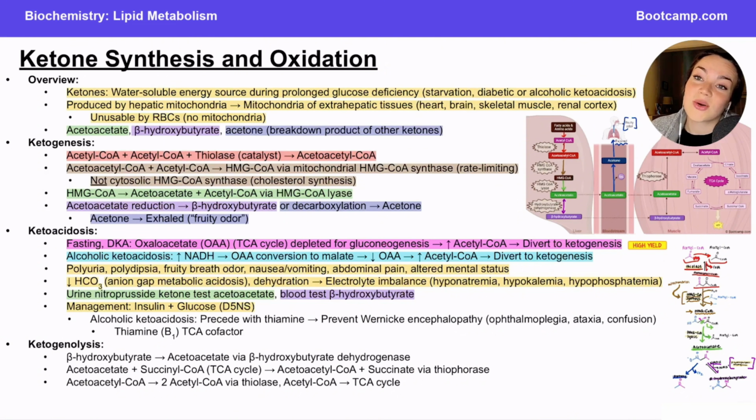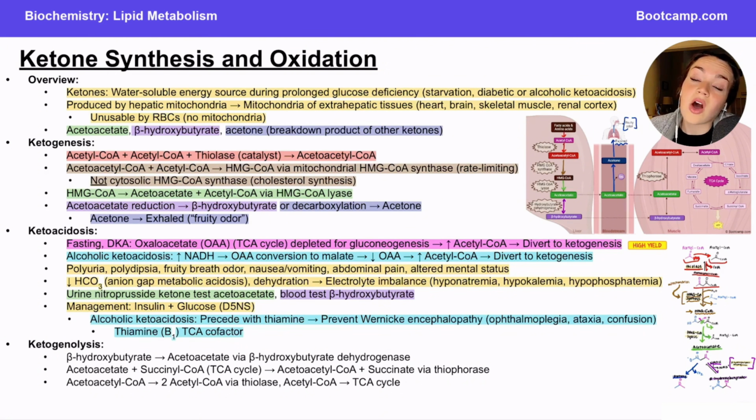Now, in alcoholic ketoacidosis, you're going to precede that glucose and insulin with thiamine administration. And that's going to help to prevent Wernicke encephalopathy. So Wernicke encephalopathy is this triad of ophthalmoplegia, confusion, and ataxia. It's caused by a thiamine deficiency, right? Thiamine, vitamin B1, is a really important cofactor for the TCA cycle.